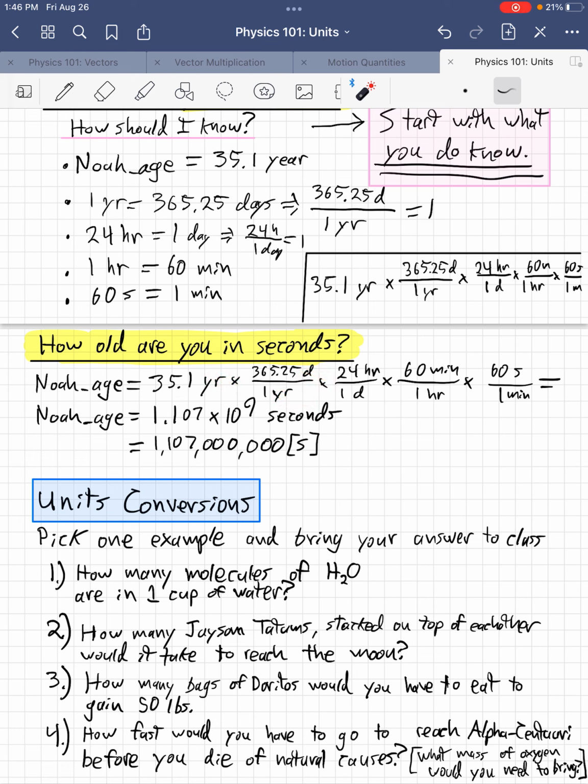And there's lots of different ways in which we can convert units in creative ways. So I kind of have 4 interesting questions here. And like I said, I want you to pick one and bring your answer to class. The first is, how many molecules of H2O are in 1 cup of water? And for those of you who took chemistry in high school, you might be thinking already about how many molecules are in a mole and how many grams per mole and things like that. So those are going to be calculations or conversions you'll want to keep in mind to figure out how many molecules of H2O are in 1 cup of water.